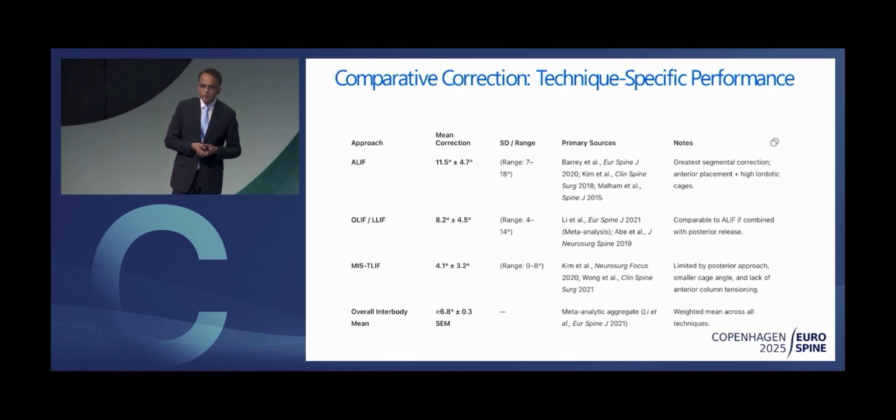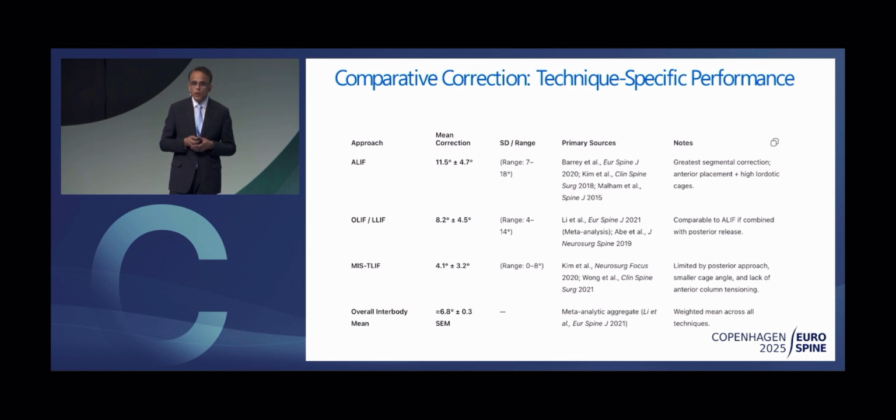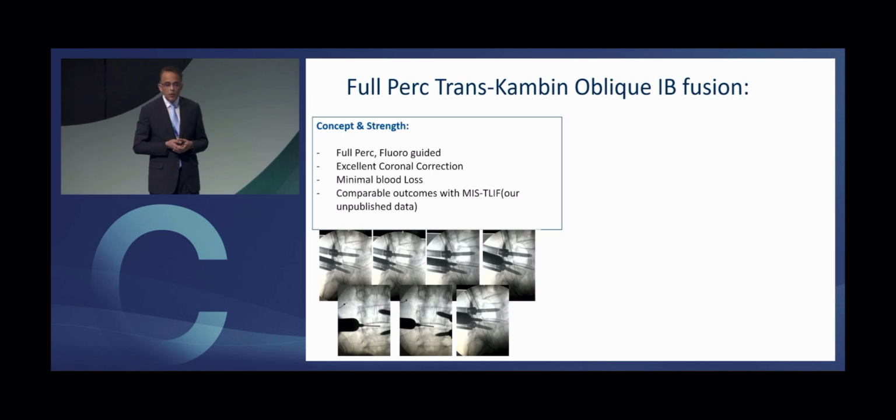So in a nutshell, when you compare all these techniques, ALIF leads the pack with maximum amount of lordosis correction possible, followed by OLIF. MIS-TLIF slightly lags behind, but if you employ certain techniques, you can get away with doing a good MIS-TLIF and achieve a better lordosis. Now that is the new baby in town, and we call it a full percutaneous transambient oblique interbody fusion. Where does this technique stand as compared to lordosis?